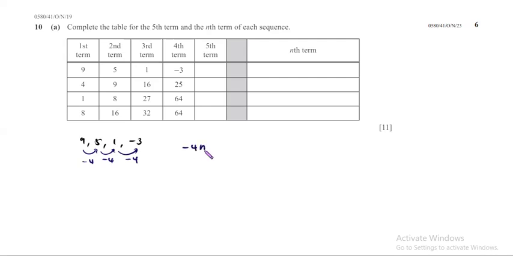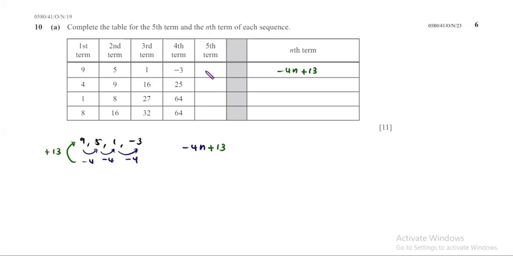Now to find the next part that gets connected to this nth term, from this minus 4, I need to see what I should add or subtract to get to this 9, which means in this case, I need to add a 13. This forms the next part of the nth term. So the nth term for this sequence is minus 4n plus 13.